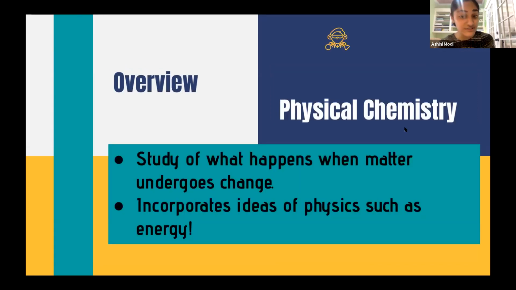You also have physical chemistry, which is the study of what happens when matter undergoes change. So, matter is constantly undergoing change all around us. When something melts, the matter is undergoing change. It's going from solid to liquid. When you're boiling water, it goes from liquid to gas. So, matter is constantly changing all around us.